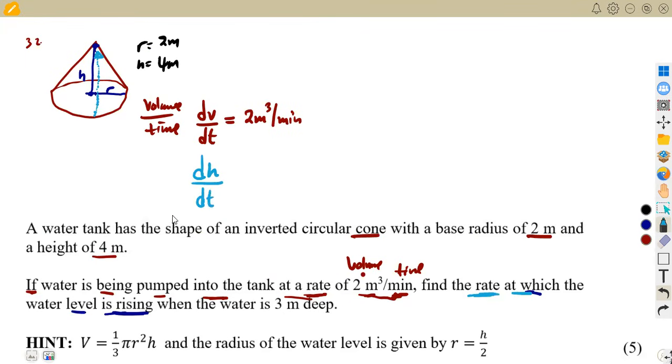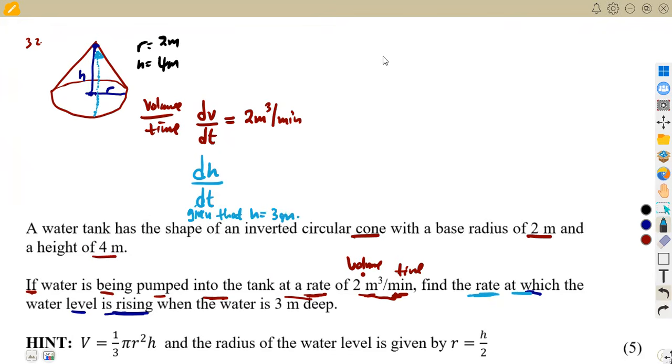Remember, I said whenever you're talking about the rate of change, it's what is affected with respect to time. Volume with respect to time. So the height is the one that is affected when the water is rising up. So that is height with respect to time. When the water is 3 meters deep, we are given a condition whereby we are going to substitute. We are given that h is equal to 3 meters in this case.